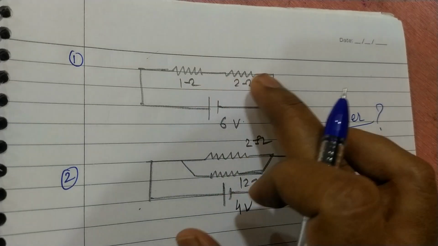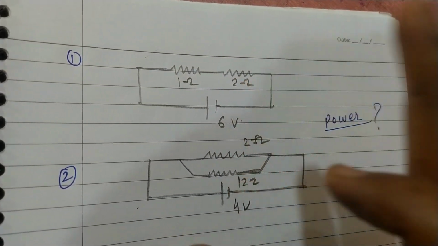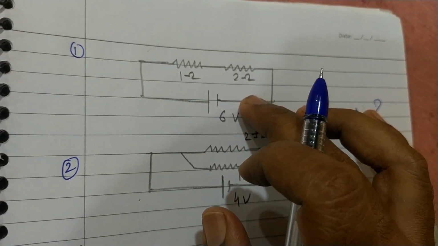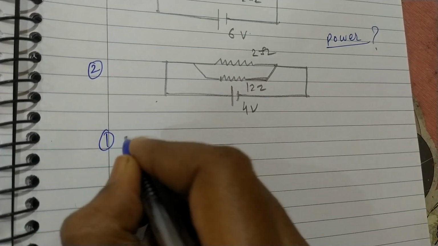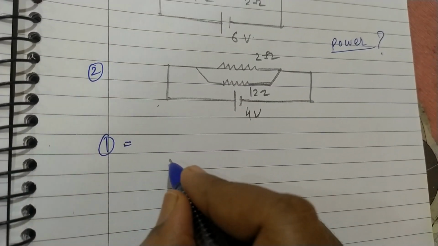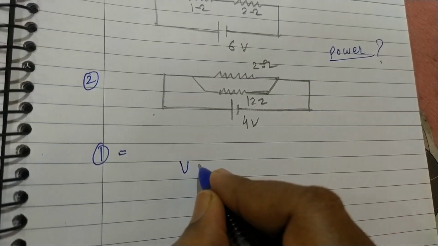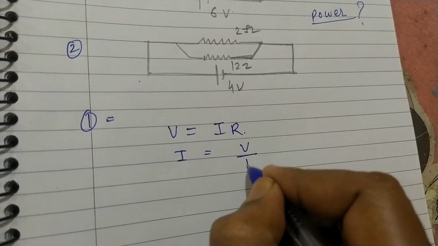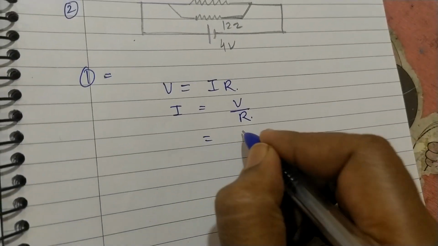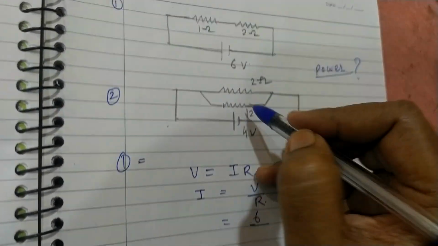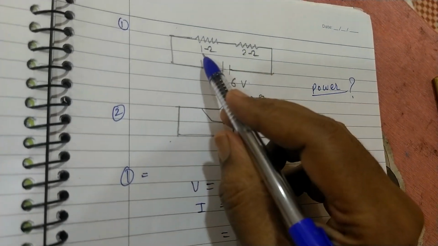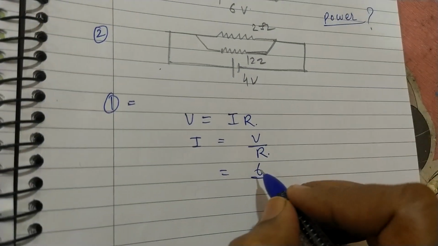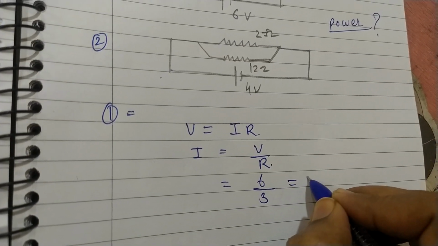See children, here it is a series combination. So first, for taking out the power, we need to calculate the resistance over here. In the first case, we will start the solution. So what will be the resistance in the first case? V is equal to I R. I is equal to V upon R, right? So here voltage is 6 volt, but what is the value of R? It is the series combination, so directly we can add it. 2 plus 1, 3.